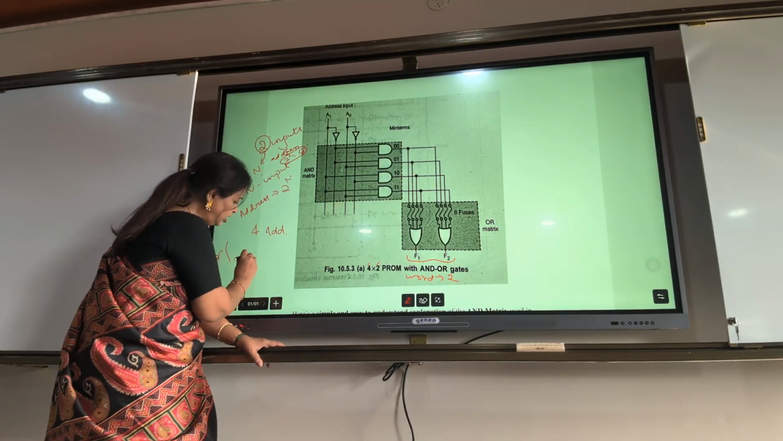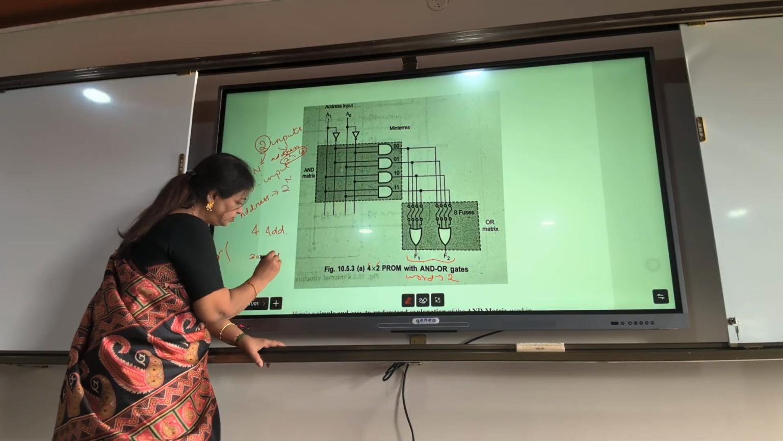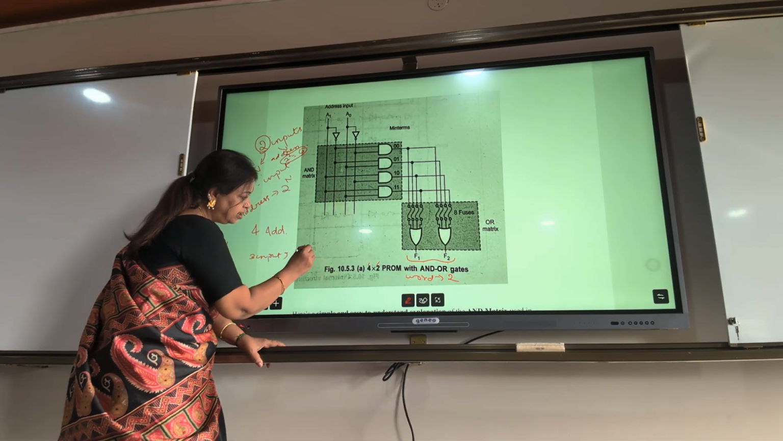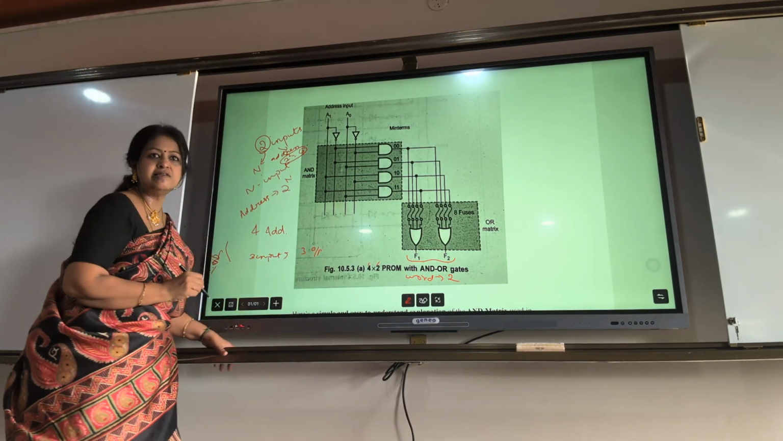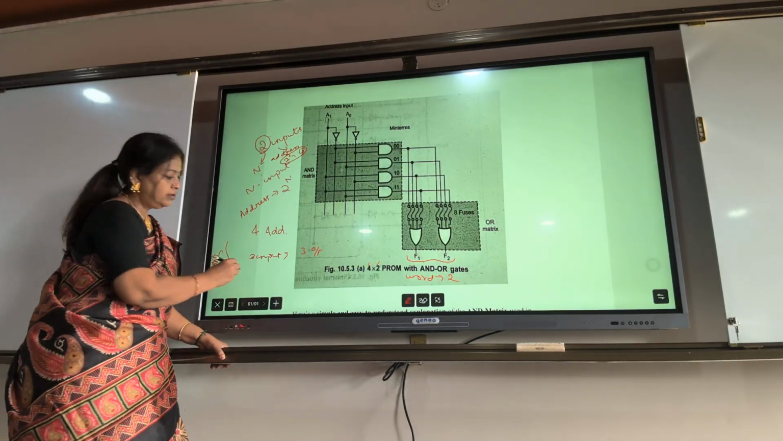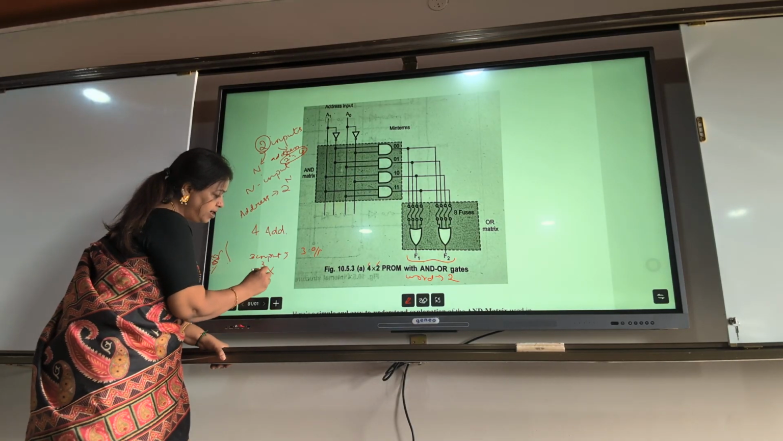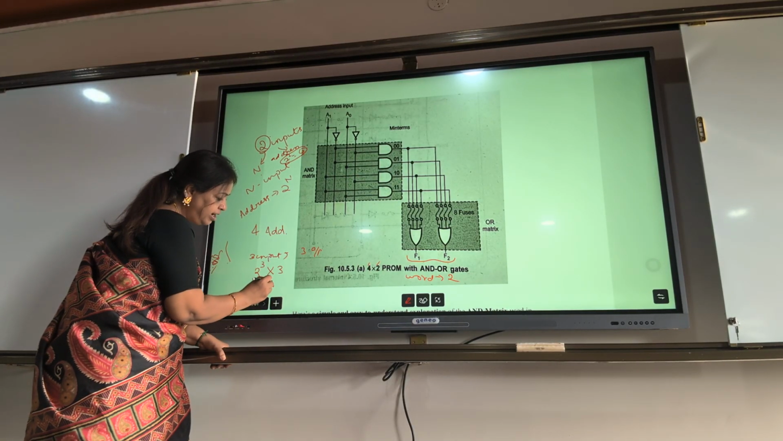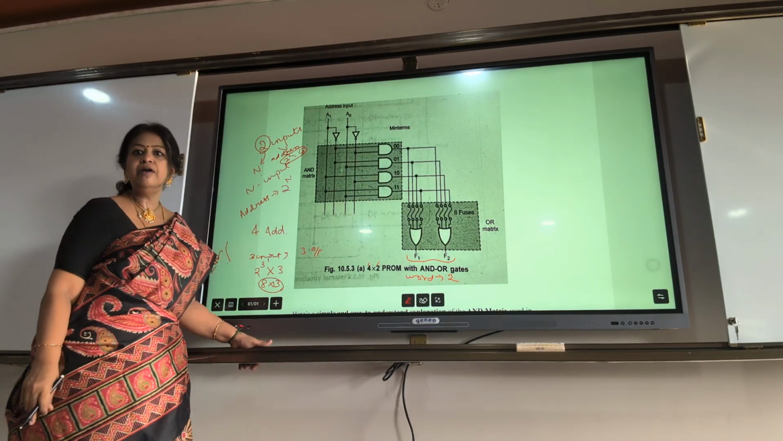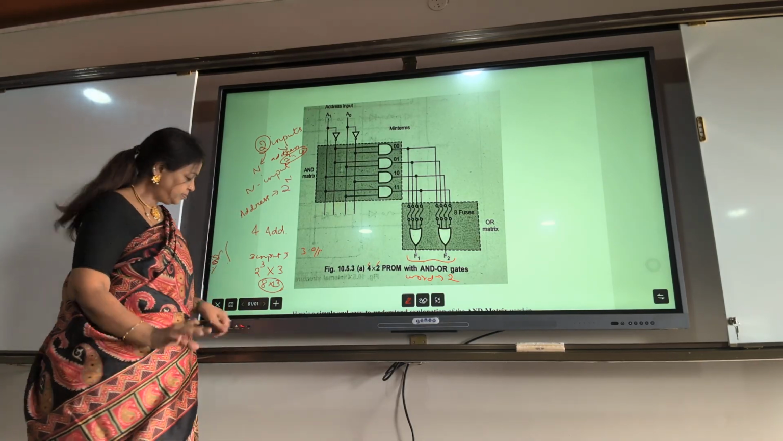So if I have 3 inputs and 3 outputs, what is the size? 2 power 3 by 3. That is 8 by 3, the size of your PROM. Any doubt?